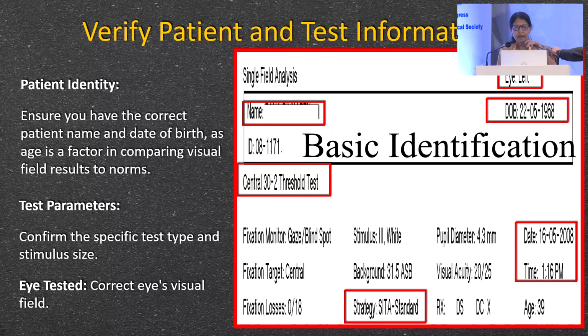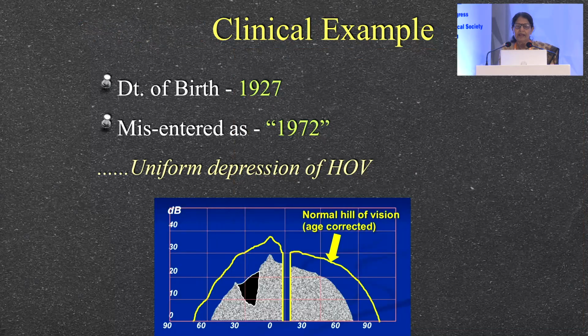The uppermost part is for the patient's identity and test parameters. So verify that you are looking at the correct patient's data and the test information. Ensure you have the correct patient name, and date of birth is very important as the age is a factor in comparing the visual field results to normal. Then the test parameters confirm that the specific test type and stimulus size have been used, and the correct eye visual field is there. As I said, date is very important.